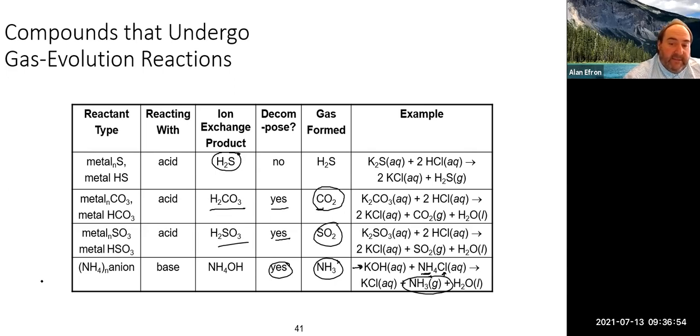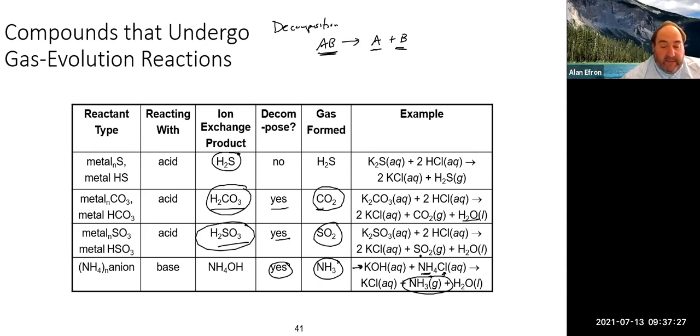But in each of these cases, these really are double displacement reactions followed by a decomposition reaction, and a decomposition reaction is really more of a redox reaction, but it basically is, as we'll talk about next time, when you take one thing and break it apart into two or more things. And that's essentially what we're doing here. We're taking one thing, breaking it apart into CO2 and water, taking one thing, breaking it apart into SO2 and water, and taking one thing, breaking it apart into NH3 and water as well.